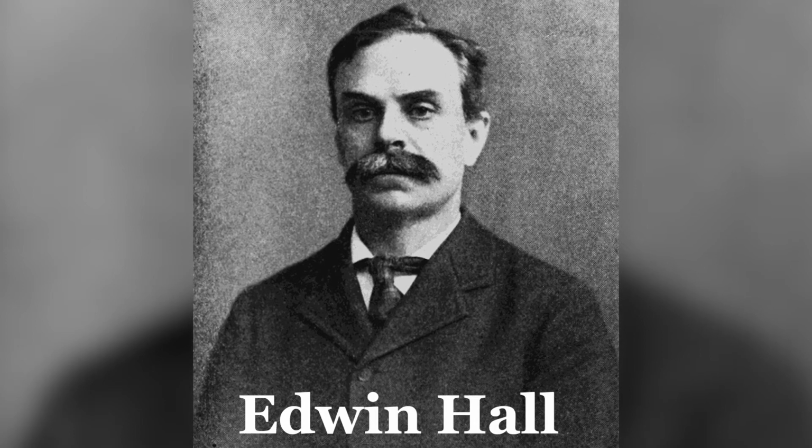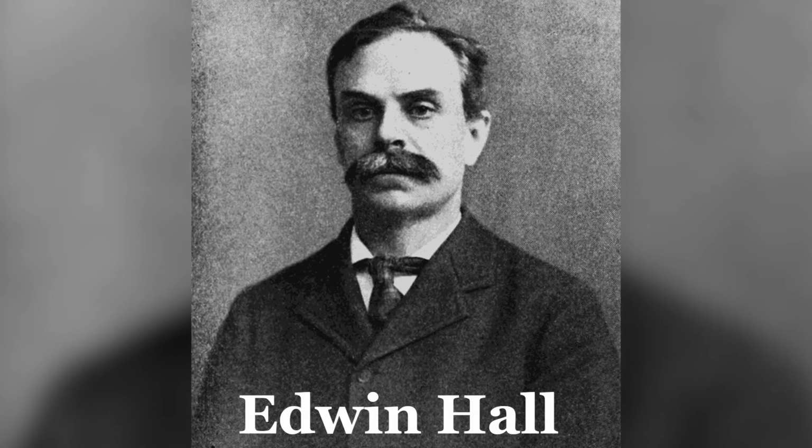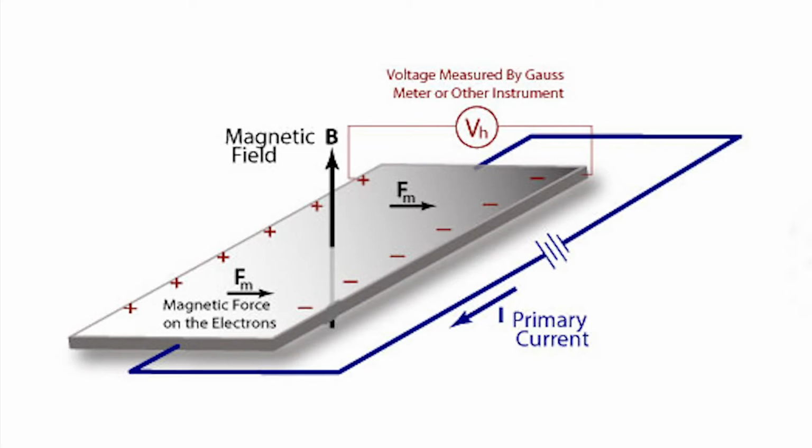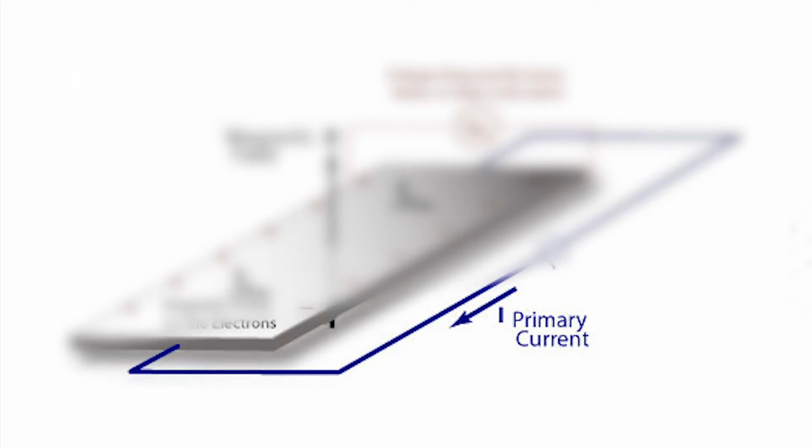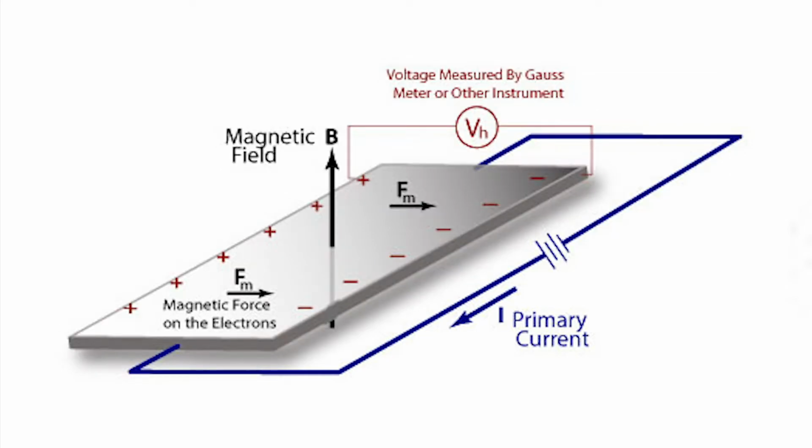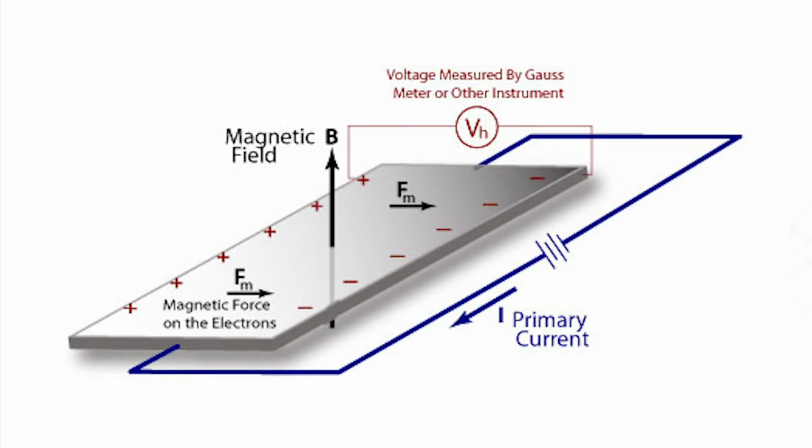He discovered it while he was a graduate student at Johns Hopkins University. Hall determined that moving electrons feel a magnetic force towards one side of the conductor, leaving a net positive charge on the other side. We can see this in the picture shown. The current moves through the conductor, the rectangular shaped metal, and the electrons move to the right side due to the magnetic force. Consequently, the left side is positive.